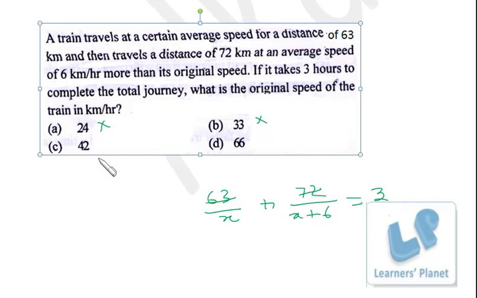We just go for the cross verification of 42. 63 by 42, that is 3 by 2, and 42 plus 6, 48, 72 by 48 is again 3 by 2. So 3 by 2 plus 3 by 2 we are getting 3. So 42 is the correct answer. So do not make quadratic equation. It will be space and time consuming. Okay, just try to get the rough idea as I am doing over here.